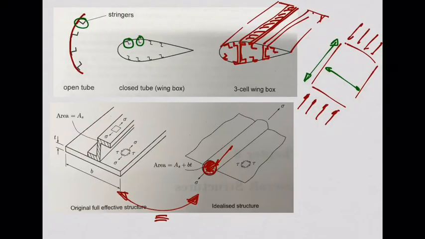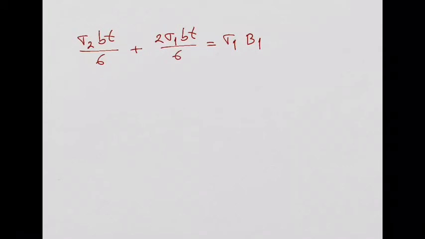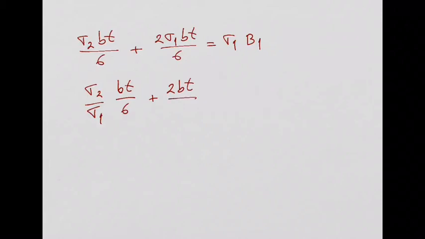Yeah, I will have sigma 2 over sigma 1 times Bt over 6 plus 2Bt over 6 equal to B1. Don't forget we are looking for the area of the boom, so that's why I am isolating B1 on the right hand side. We are almost there.